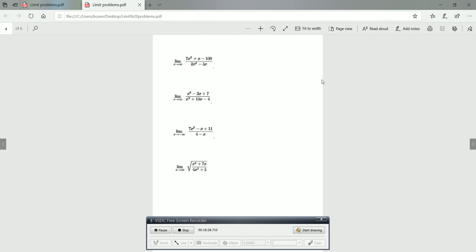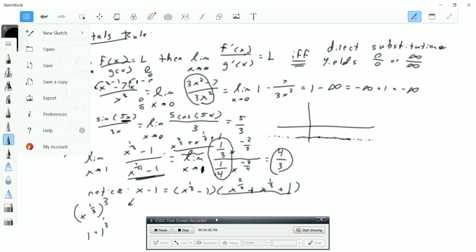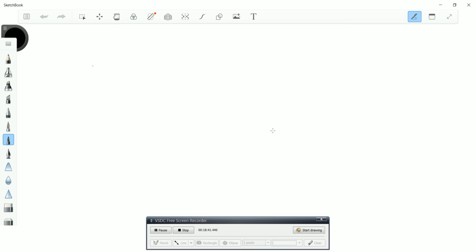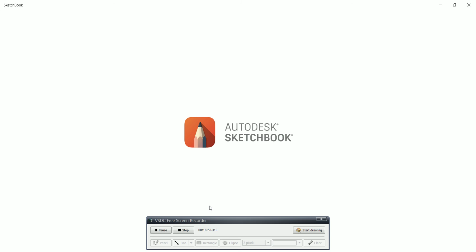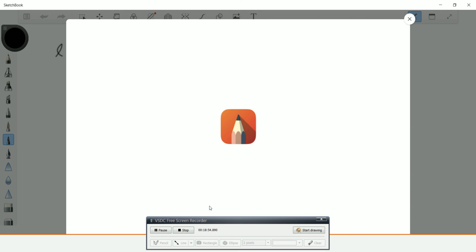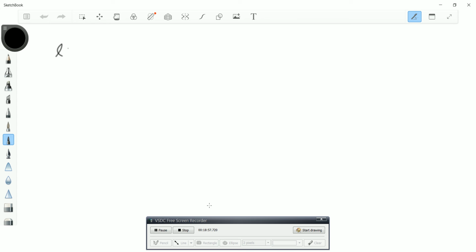So x cubed minus 3x squared plus 7. I'm going to have to make a new one. Maybe it wasn't worth doing. So it was the limit as x approaches infinity of x squared minus 3x and I believe it was plus 7 over x cubed plus 10x minus 4 plus 7.